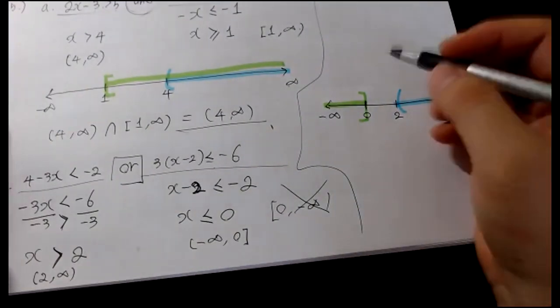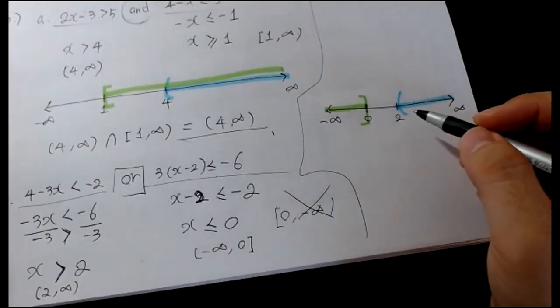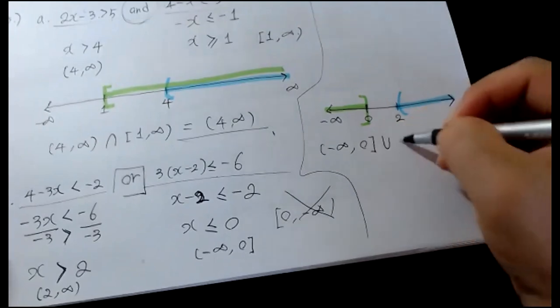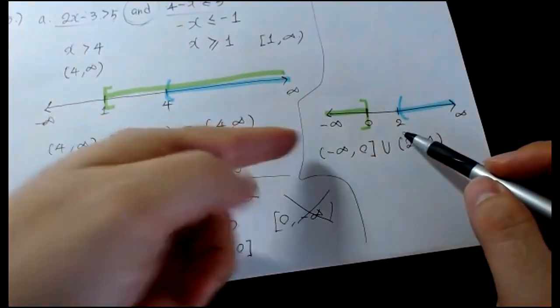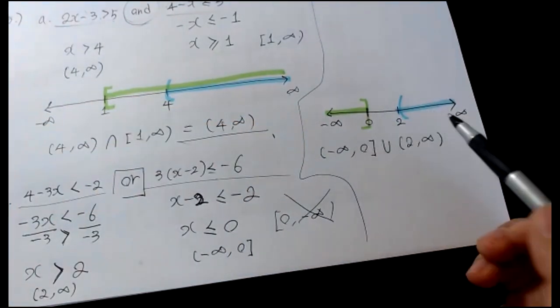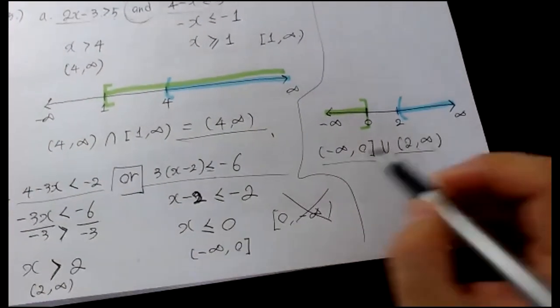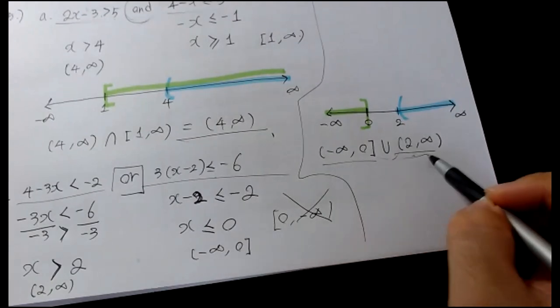So what's the union of the two solution sets? Just negative infinity to 0, closed, union, open 2 to infinity. I told you we have seen similar problems in Popper. When the two solution sets are intervals that are completely separated, and you find the union of the two sets, we just write the two solution sets and connect them with union. That's the simplest form.